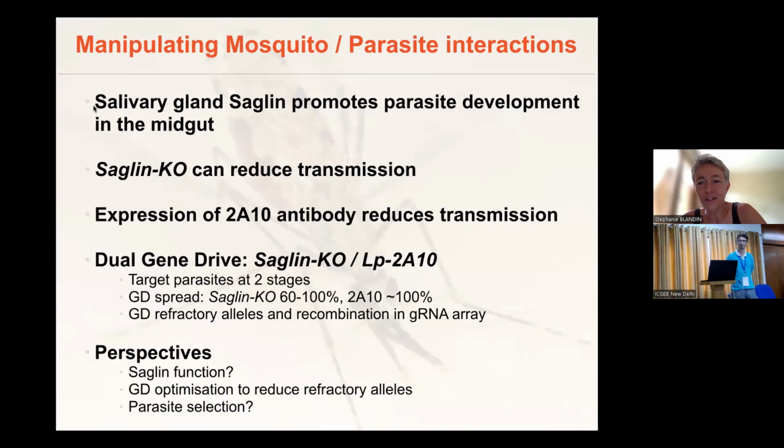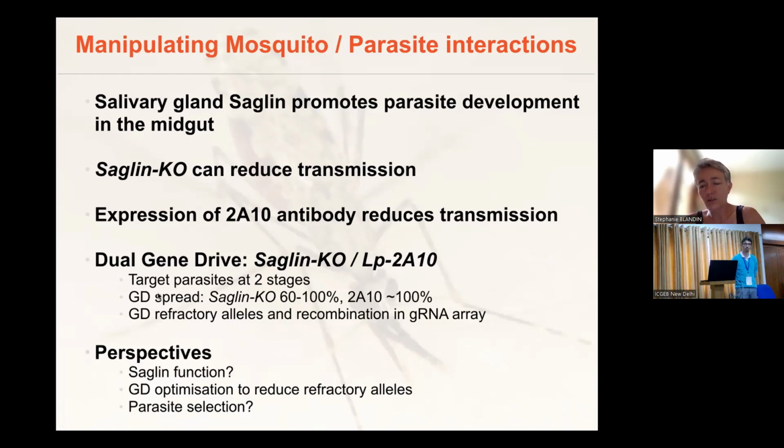So the take-home messages from my talk are the following. So first of all, we better characterized a gene called Saglin. And we've shown that Saglin, although expressed by the salivary gland, promotes parasite development in the midgut, meaning that parasites are able to use mosquito proteins to promote their development. We've shown that Saglin knockout can reduce transmission, and that it's also true when the 2A10 antibody is produced in the mosquitoes. So these two modifications can make mosquitoes less able to transmit diseases, and we coupled them into our dual gene drive strategy that targets, therefore, the parasite at 2 different stages.